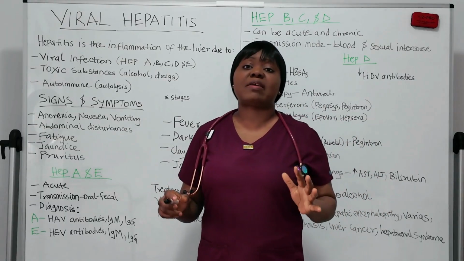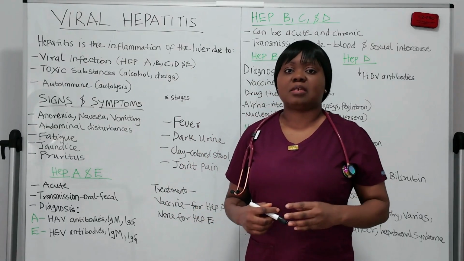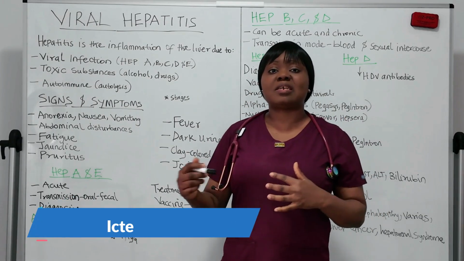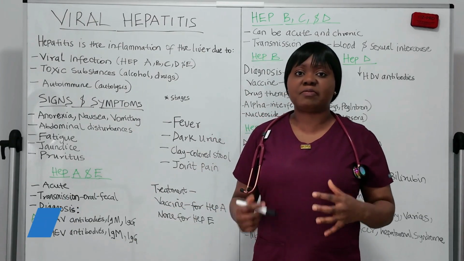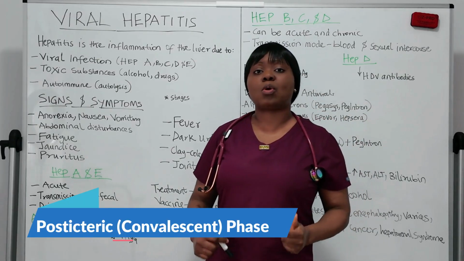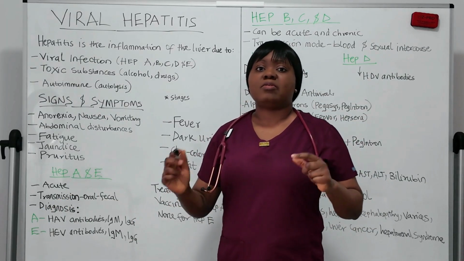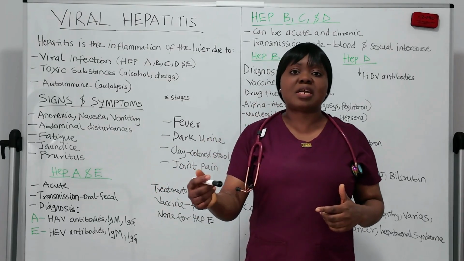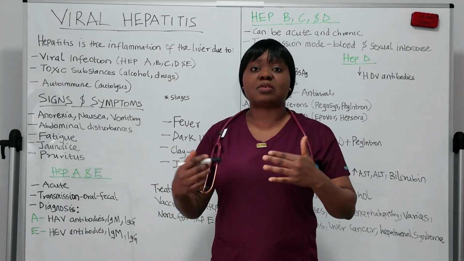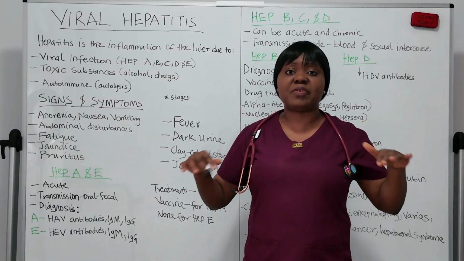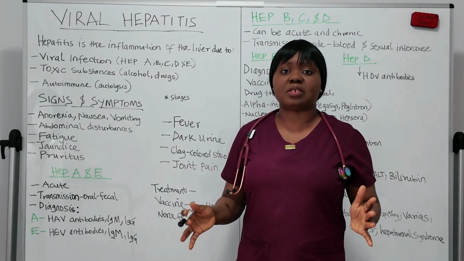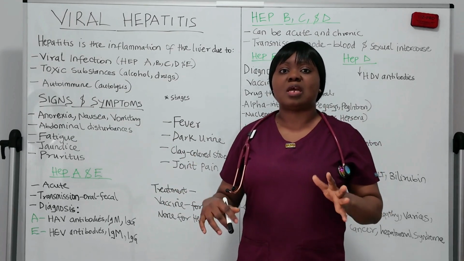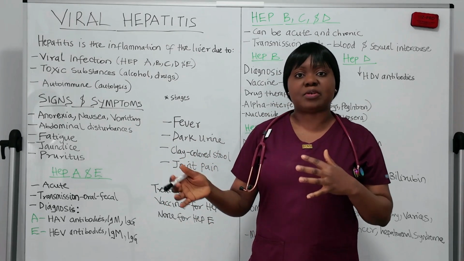Now, the stages of viral hepatitis are three. We have the Preicteric phase, also called prodromal phase. We have the Icteric phase and the Posticteric phase. The Posticteric phase is also called the convalescent phase. Now, from the word icterus, it has to do with jaundice. So when we say Preicteric, we are saying before the appearance of jaundice. The icteric would be the phase where there is jaundice so obvious in the patient, and the posticteric when the jaundice begins to subside. You need to take note of this. You can see that in the select all that apply for your exam.